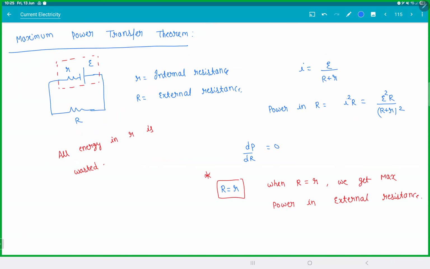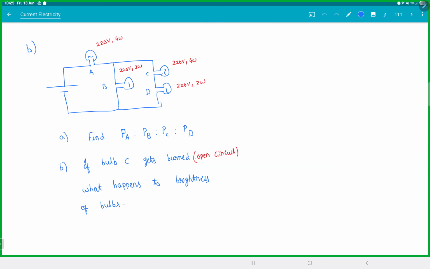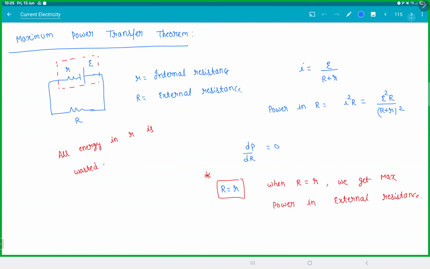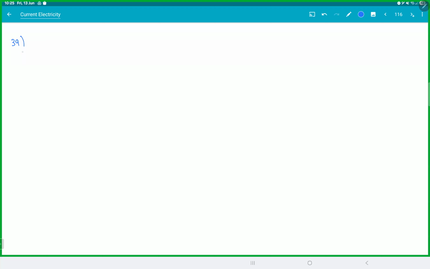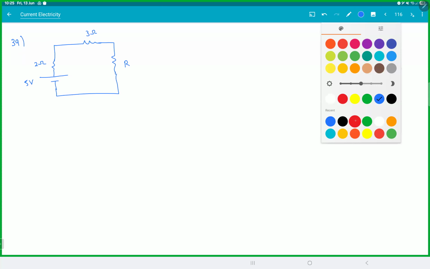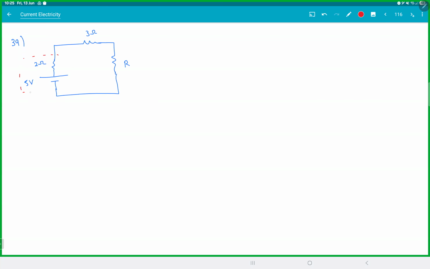So let me show you a question and how they'll frame it. Let's see if you fall into the trap. Let's say we have a battery with 5 volt and a 2 ohm internal resistor. We connect a 3 ohm resistor and we connect an R. So this 2 ohm and this 5 volt are part of a battery. First, let me ask you one question, then I'll ask the second one later. Find R for maximum power in the 3 ohm resistor.